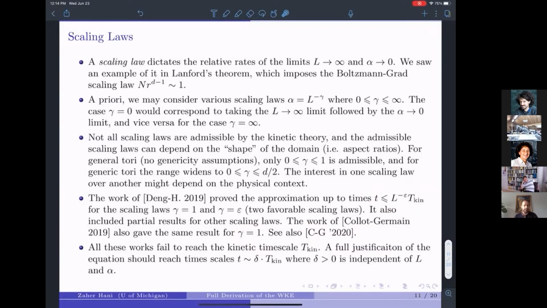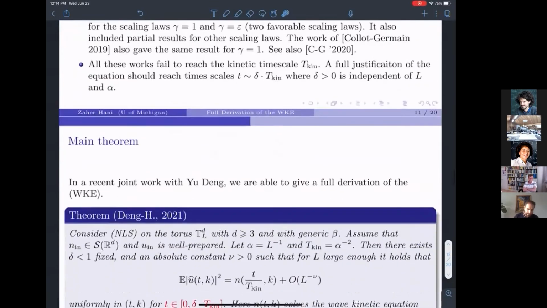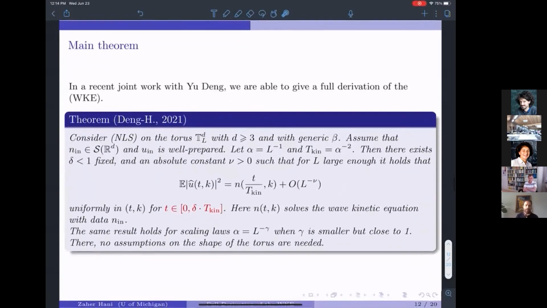So this is the literature before the work that I want to discuss today. The point is that all these works fail to reach the kinetic timescale T kinetic. We consider a full justification of the equation to be one that reaches timescales of the form delta times T kinetic, where delta is greater than 0 and independent of L and alpha. And this is precisely the content of our main theorem for today, which is a recent joint work earlier this year with Yu Deng.